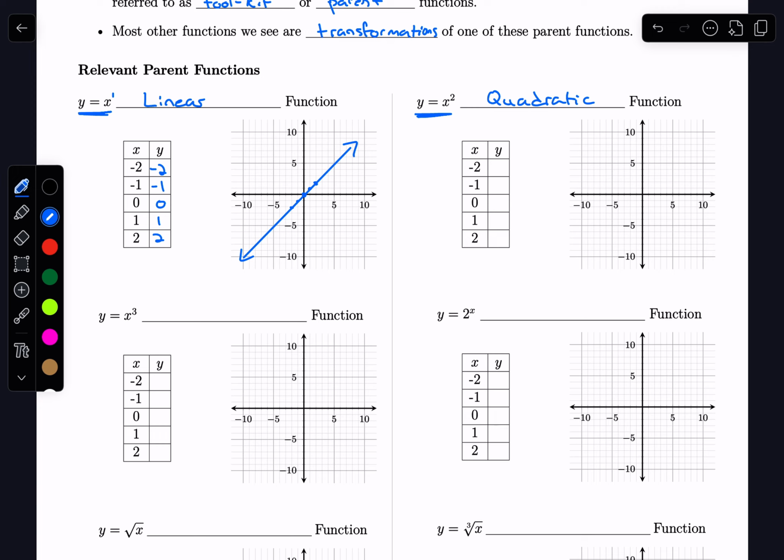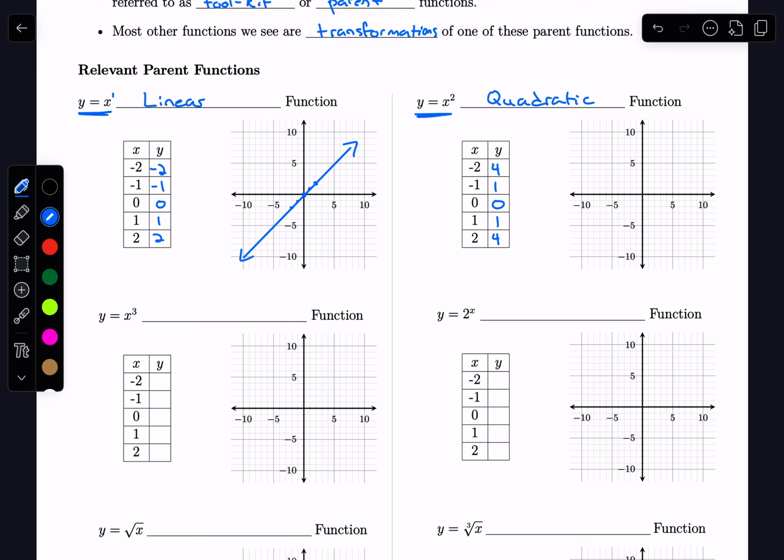And all we're going to do is take the input and multiply it by itself, or square it. So -2 squared is 4, -1 squared is 1, 0 squared is 0, 1 squared is 1, and 2 squared is 4. Notice that the negative signs disappeared when we squared them because a negative times a negative is positive.